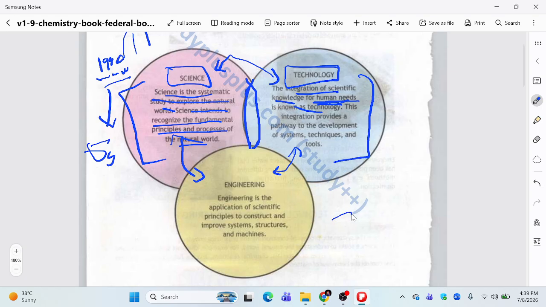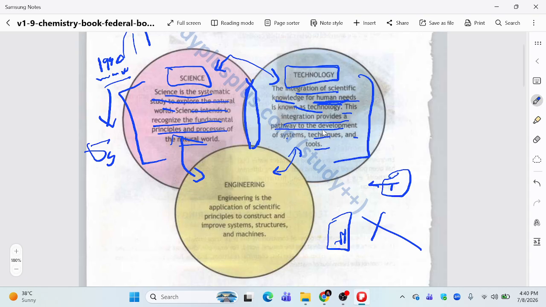In technology, we need mobile phones to communicate with each other. Without mobile phones, how did we send letters? It used to take centuries to send letters, which I said as a metaphor, not a reality. It used to take one or two months to reach the person. Now in seconds we can just send a message and it will reach them. So this integration provides a pathway to the development of systems, techniques, and tools.